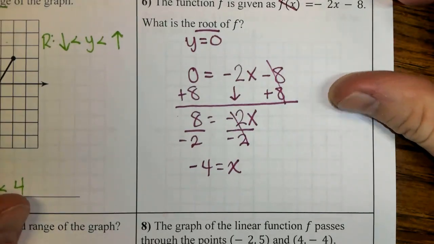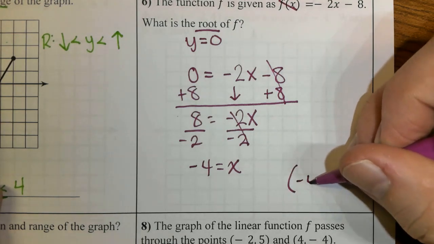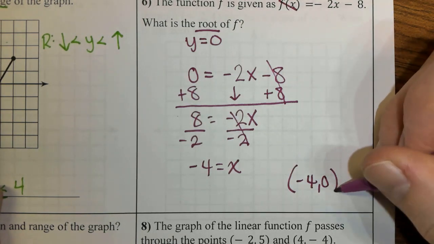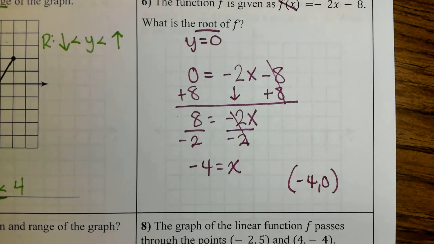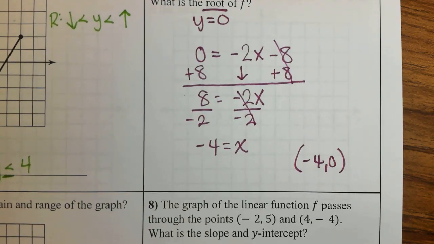Of course, that's your x value, and our y value is 0, so technically you're supposed to write this as -4, 0 as a root, because the root is asking for the x-intercept, which is a point on the graph. It's not just half the point, you want the whole thing. So I would write it as -4, 0, and that's it.